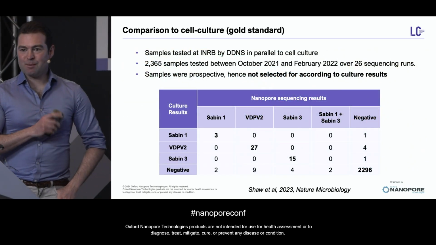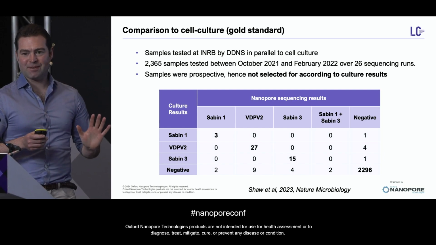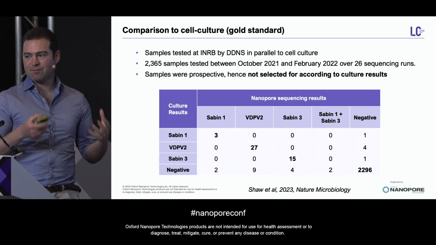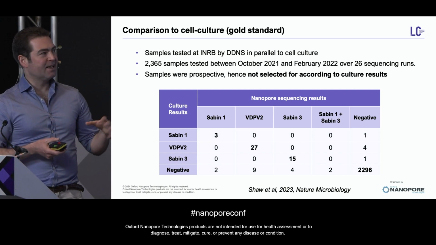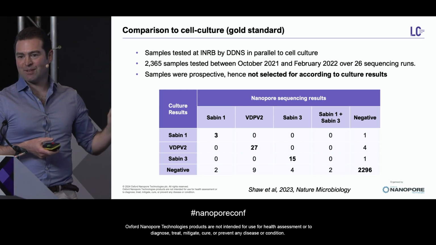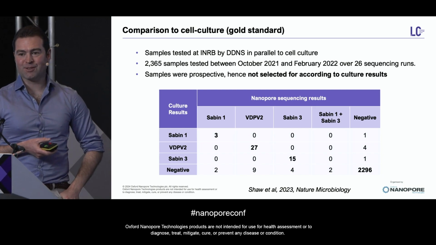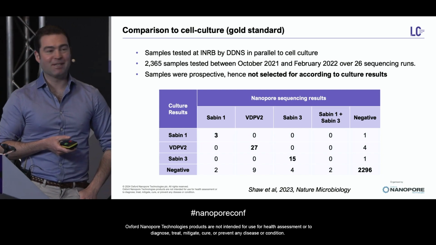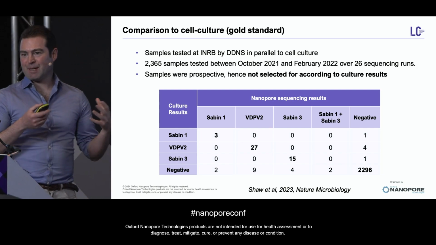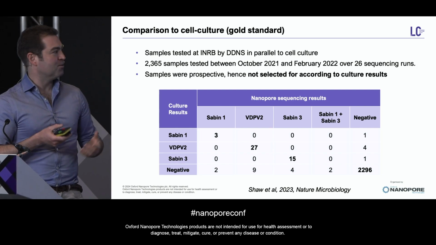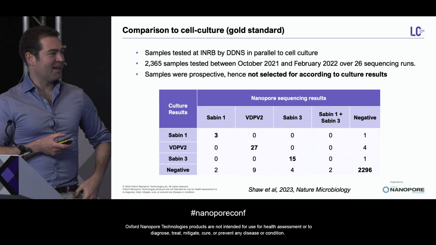Now, during this period, the team at INRB did a huge amount of work. So they were doing regular cell culture testing for poliovirus on stool samples. They did this direct sequencing method for the same sets of samples. So they did almost 2,500 stool samples over that period. 26 sequencing runs, each with about 90 to 96 barcodes all multiplexed. They just sequenced everything they got their hands on.